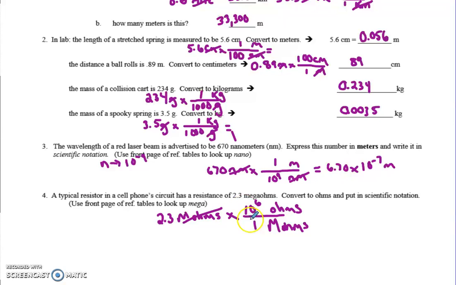The mega ohms cancel out, and then I do 2.3 times 10 to the 6th. If we want to expand that out, it's 2,300,000, and that is, once again, ohms. We'll talk more about what this unit of measurement means later on, but for now we're just talking about the conversion.